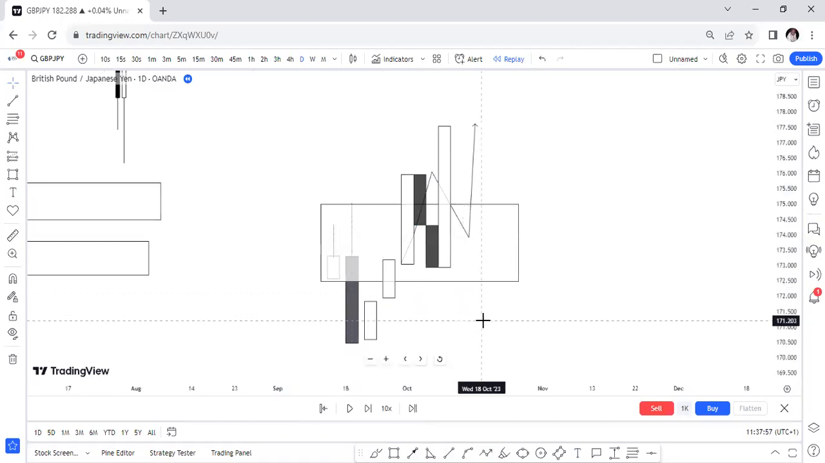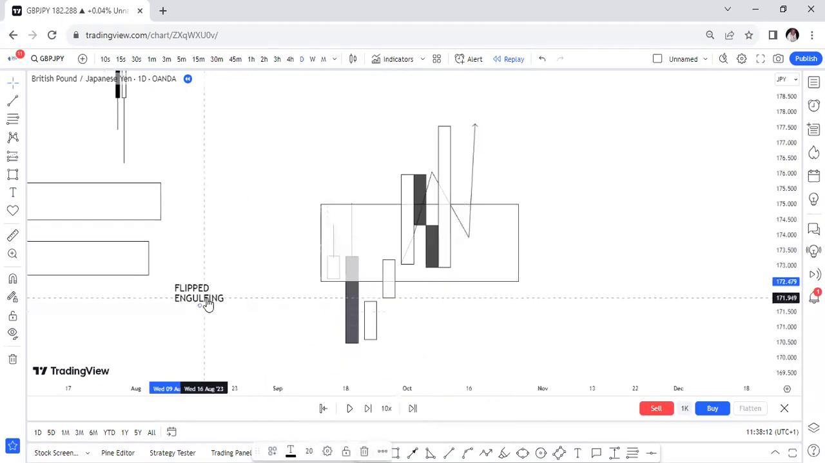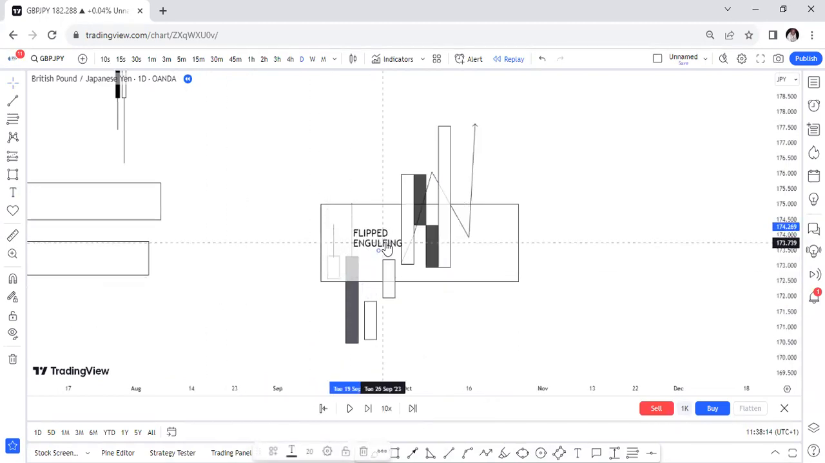So what do we call this? A flipped engulfing or failed engulfing. Flipped engulfing zone. When we come to the trading plan, you'll be able to see how we trade that. This is a flipped engulfing zone.